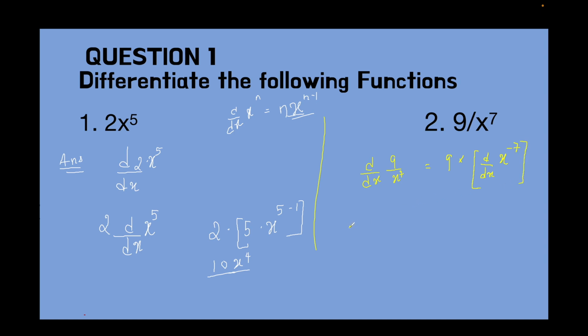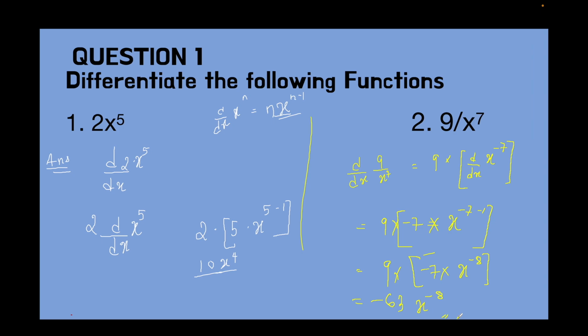Now what is it? Same. 9 times minus 7, I brought the 7 outside, into x to the power minus 7 minus 1, which is 9 times minus 7 times x to the power minus 8, which is minus 63 x to the power minus 8. Clear? Note it down. We go to the next question now.